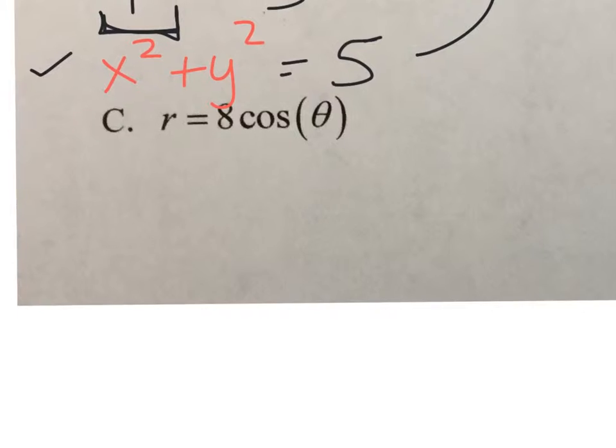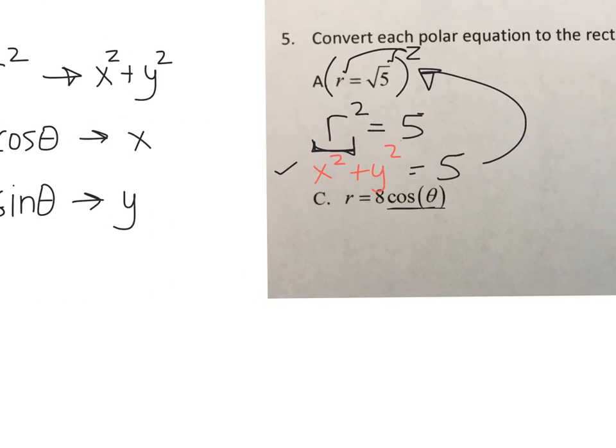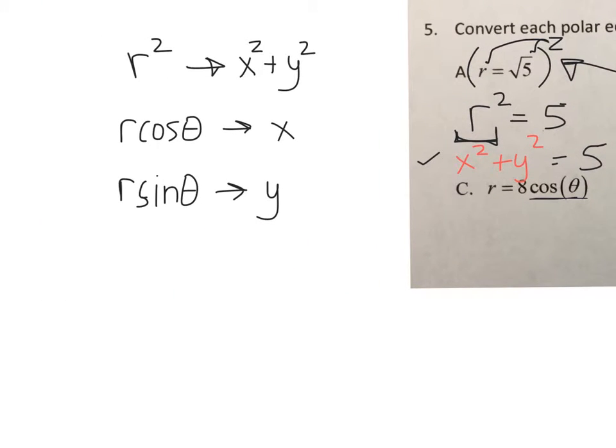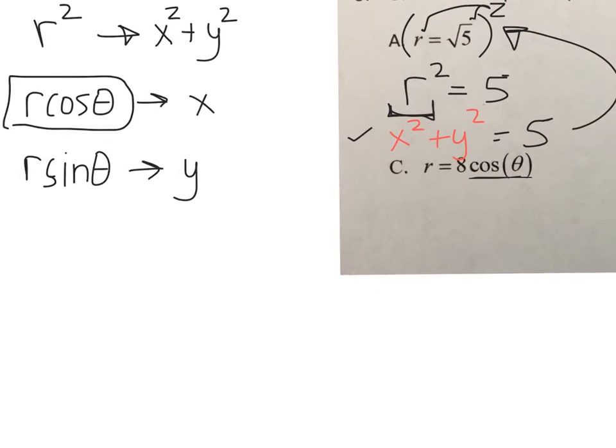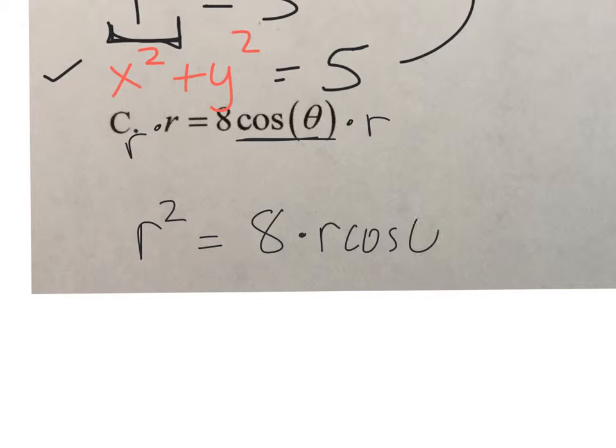So then let's look at this one down here, part C. Now I have a cosine. Okay, and I have to find a way to get rid of cosine. So remember over here, I can replace cosine if it has an r in front of it. And I can do that with multiplication. As long as I multiply both sides by the same thing, I'm not really changing my equation. So when I multiply both sides by r, that gives me an r squared, and that gives me 8 times r cosine of theta.